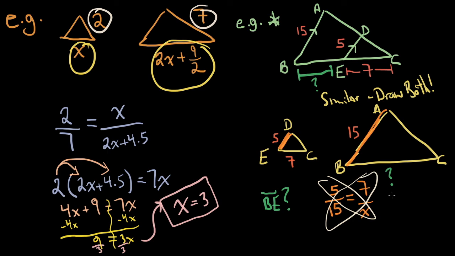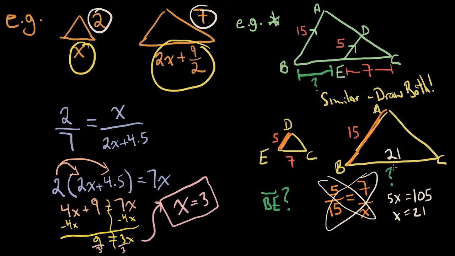So I'm going to cross multiply here. 5x equals 7 times 15. What's that? 70? 105? Is that right? 15 times 7? 70 and 35? Yeah. That means x is going to be 21. Cool. So now I know that this, BC, is 21.